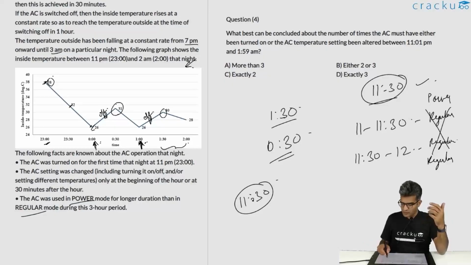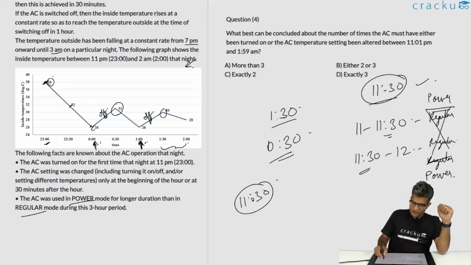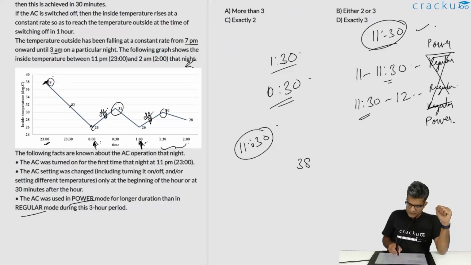But what would happen if say both of them are power? The first one was power and the second one was power. Can we conclude that the temperature was changed at 11:30? We can conclude that the temperature was changed at 11:30 because if the AC is in a power setting, the temperature in the room takes just half an hour to reach the desired temperature. So if both of them were in power, if the temperature outside is 38 and within half an hour it became 32, it would imply that from 11 to 11:30, which is this first half an hour, the desired temperature was set to 32.